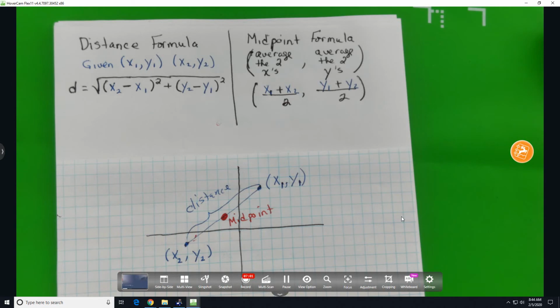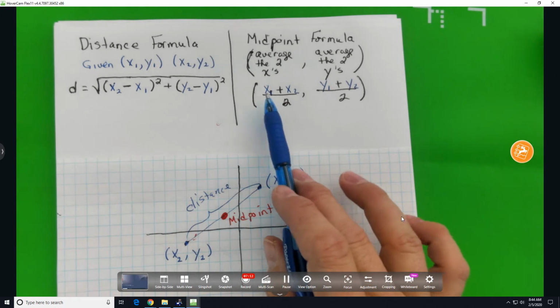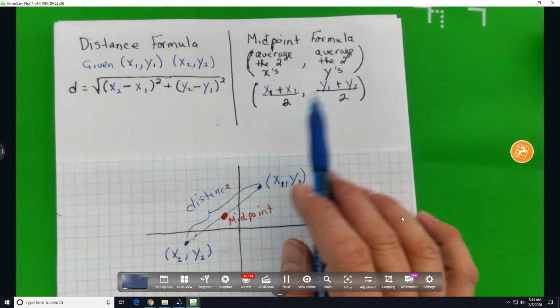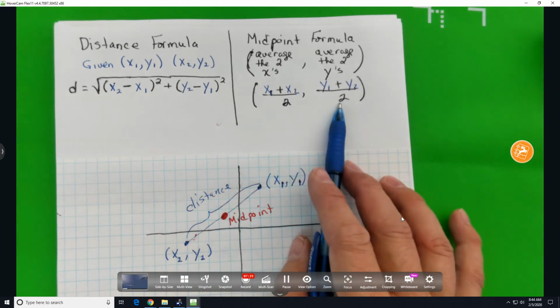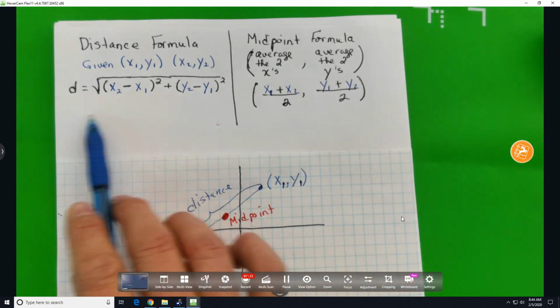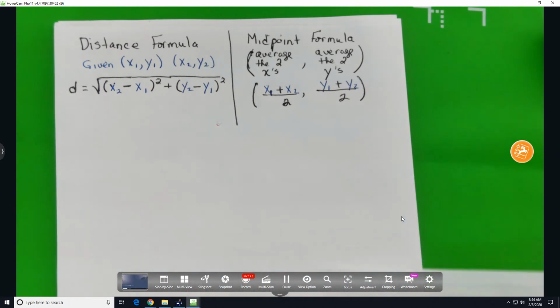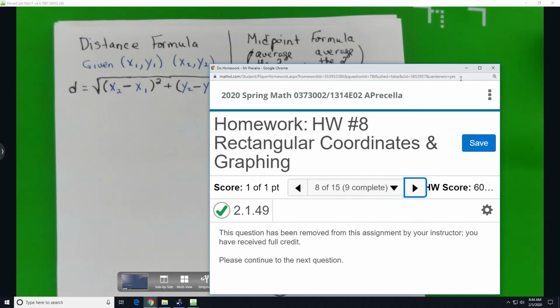So, here are two formulas you need to have memorized for a few minutes on Wednesday, 1 week from today. The midpoint formula is usually the one students think is easier. Add the x's, divide by 2, add the y's, divide by 2. The distance formula takes more justification, more time trying to memorize it. Let's do, there's going to be 2.